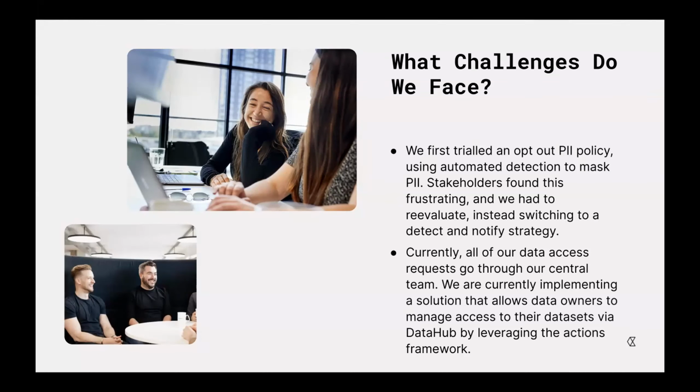Another challenge we face right now that we're looking at resolving with the actions framework is currently all our data access requests go through the central team. So we might have to talk after this about the stuff that they're working on at PayPal. But we're currently implementing a solution that allows data owners to manage access to their data sets via DataHub by leveraging the actions framework. So people will be able to make a change to a policy of who should have access to this data. And then it automatically implements that in the source, whether that's Kafka or in Snowflake or Looker.